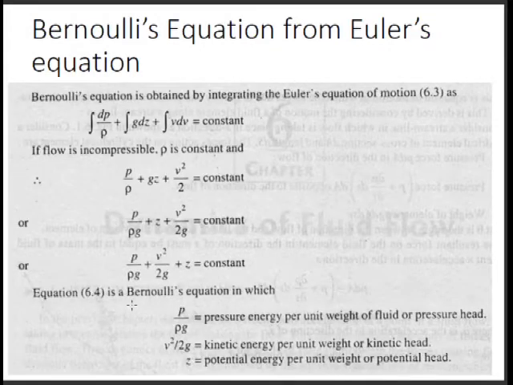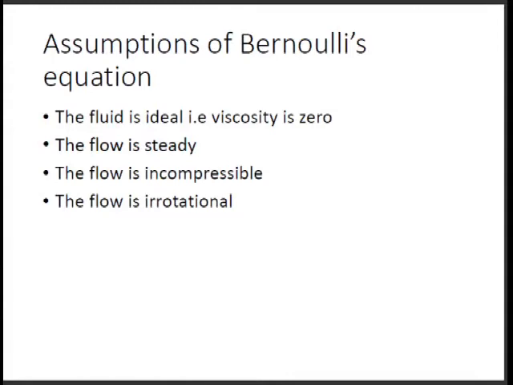Now we will see the assumptions for this Bernoulli's equation. At the time of derivation, we are assuming that the fluid is ideal, so viscosity is 0, the flow is steady, the flow is incompressible, and the flow is irrotational. So these are the assumptions of the Bernoulli's equation.